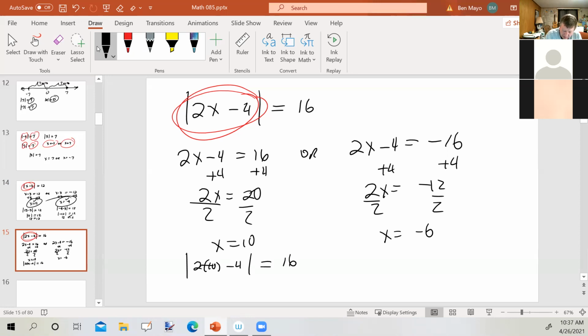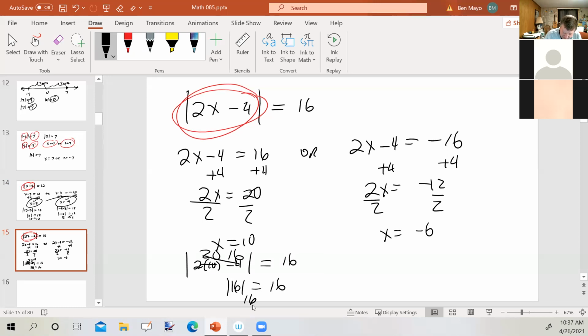Well, 2 times 10 is 20. 20 minus 4 is 16. The absolute value of 16 is 16, so 16 equals 16, and it checks.